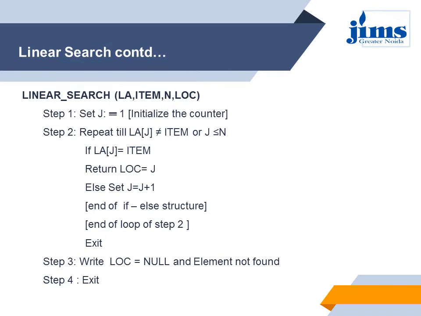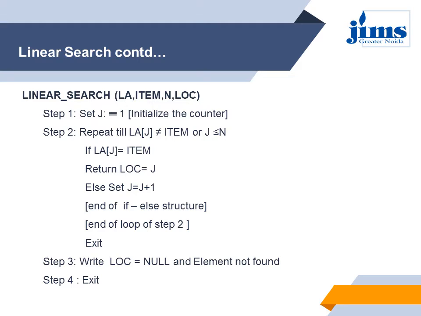Let's write a simple algorithm for this linear search. Firstly, we'll initialize the counter as j equals 1, and then we'll repeat for linear array while j is not equal to the item or j is less than or equal to n. Till then we will have to repeat these steps. What are the steps which need to be repeated? We compare the linear array item at the jth position to the item to be searched.